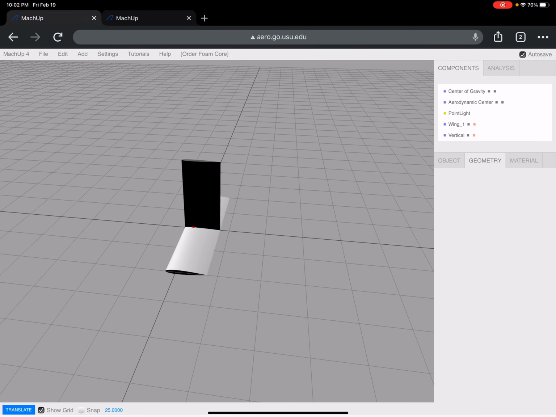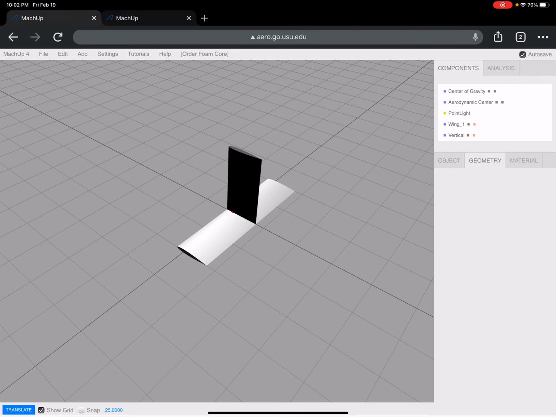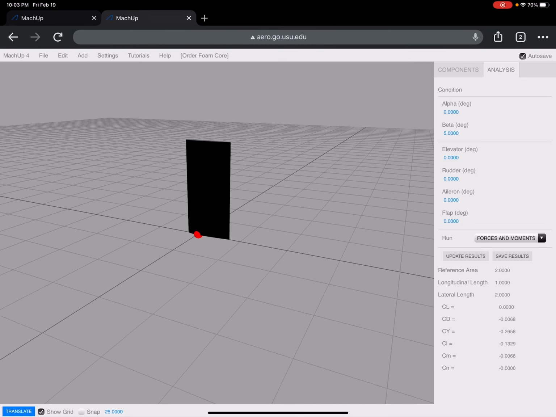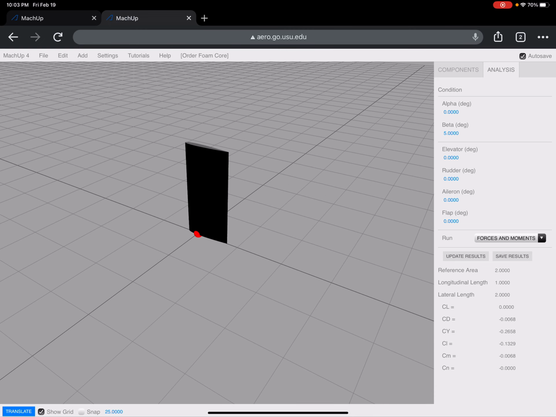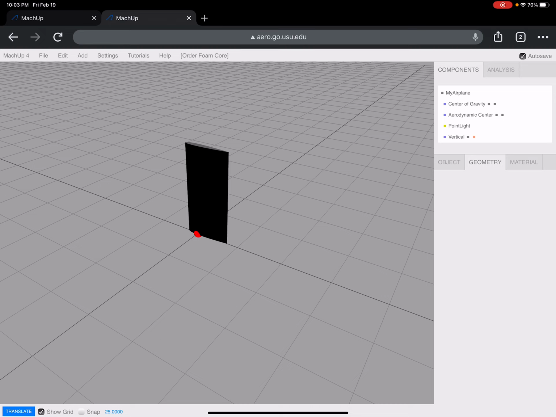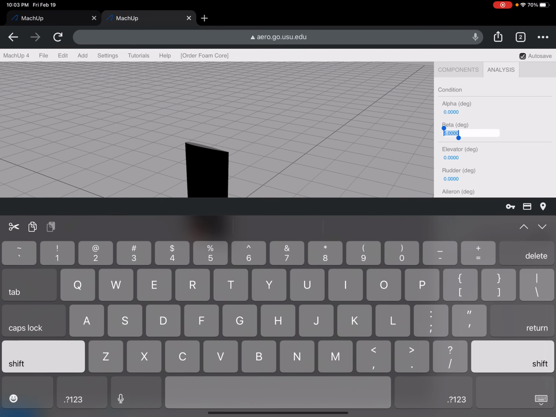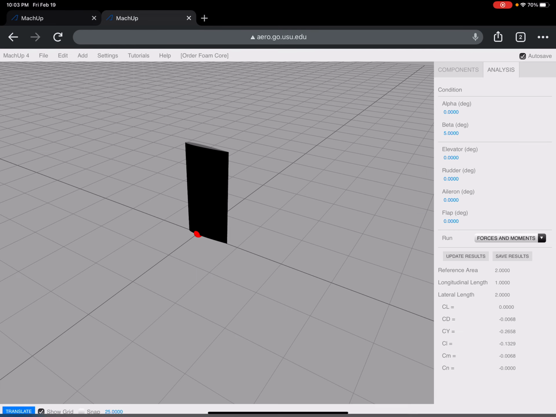All right, so this is the system that we're looking at. And then I've opened another tab where I have the identical system, except that I've deleted the horizontal tail. So we're going to be able to see the influence of the horizontal tail on this system. Then we've got a components tab and an analysis tab. In the analysis tab, I've set these both to 5 degrees side slip angle and 0 degrees angle of attack.